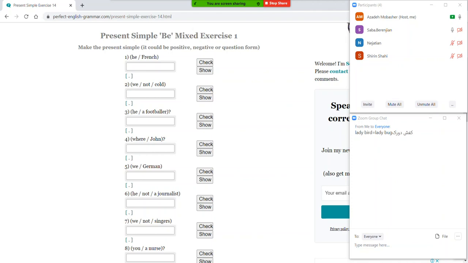He is French. Very good. Number one, he is French. Number two, we aren't cold. Number three, is he a footballer? Footballer, yes. Number four, where is John? And number five, we are German. And number six, he isn't a journalist. Journalist. He isn't a journalist.